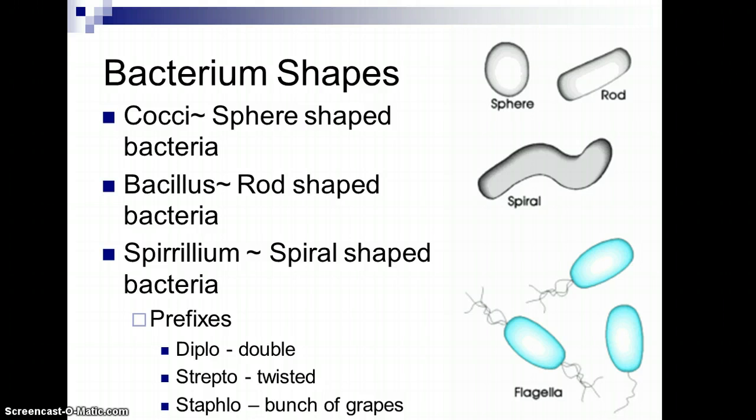Bacteria can have many shapes. The three main shapes are sphere, rod, spiral. Their fancy names are cocci, bacillus, spirillum. And then there's some prefixes. You may have heard of streptococcus. Strepto means twisted, coccus means spheres, so that's twisted spheres. Or staphylococcus. Staphylo means you get a bunch of them, and coccus means spheres. If you had staphylobacillus, you'd get a bunch that look like rods. Staphylospirillum, you get a bunch of them that are spirals. And we'll look at these underneath the microscope later on.